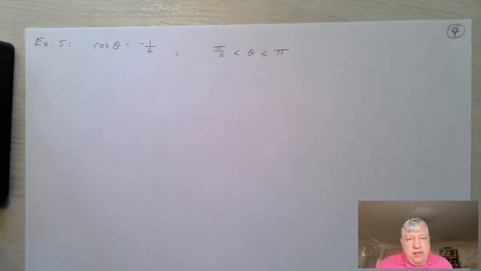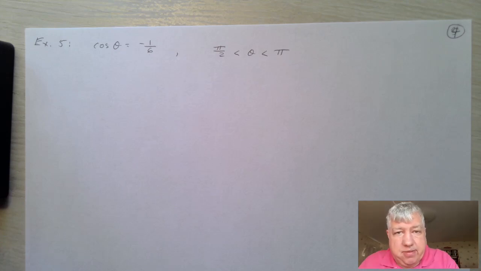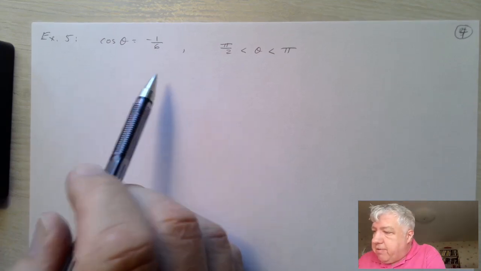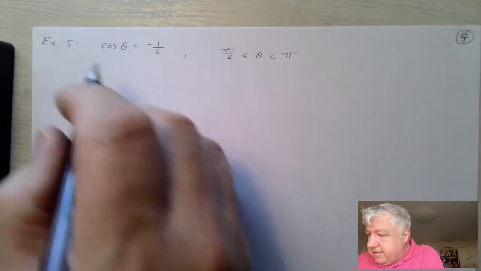Okay, the cosine of theta is given in this case. It's negative 1/6, and we're given that theta is in the second quadrant, because it's between pi over 2 and pi. We're asked to find all 6 of these quantities. It would be helpful to know what the sine of theta is first.